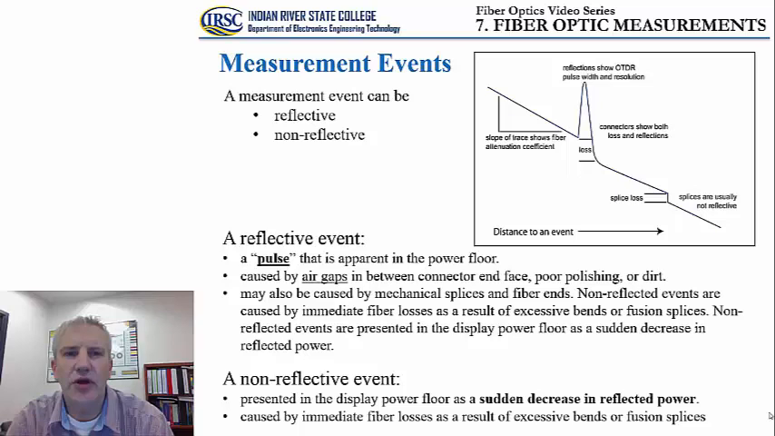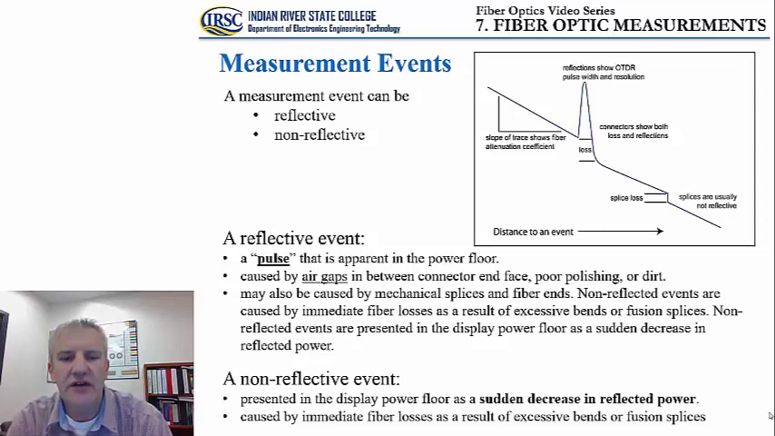And finally, a little bit more terminology related to the measurement using OTDR. Measurement events that occur during the OTDR measurements can be classified as reflective or non-reflective. In the case of a reflective event, we are dealing with a pulse type of response on the screen of the OTDR that's caused, for example, by air gaps that exist between the connector phases due to poor polishing or dirt. It can also be caused by mechanical splices, fiber ends, etc.